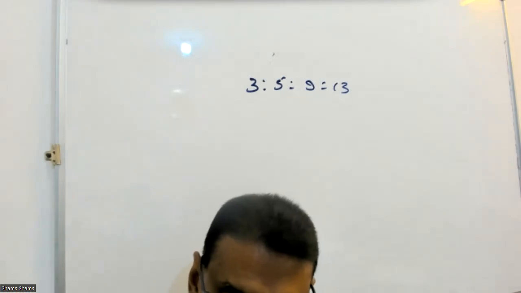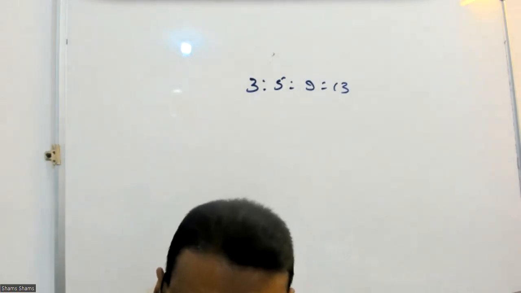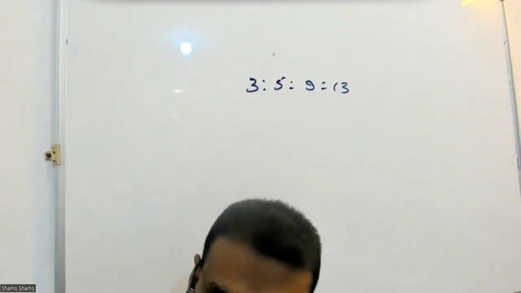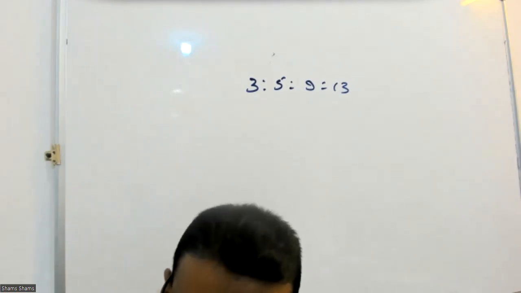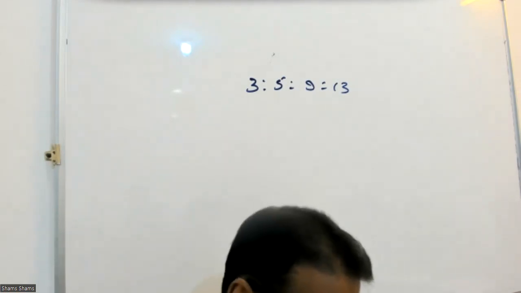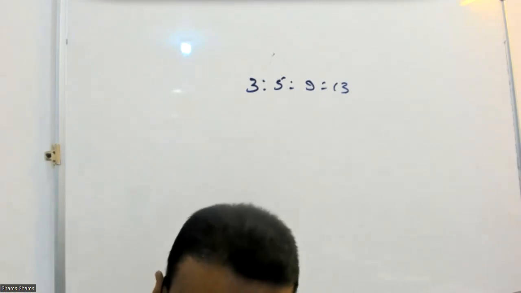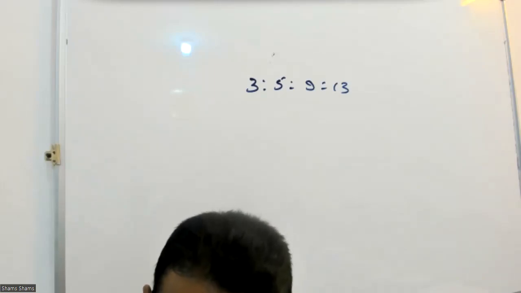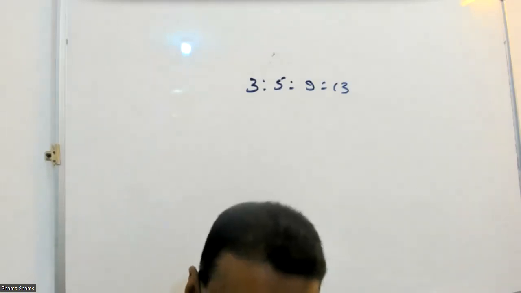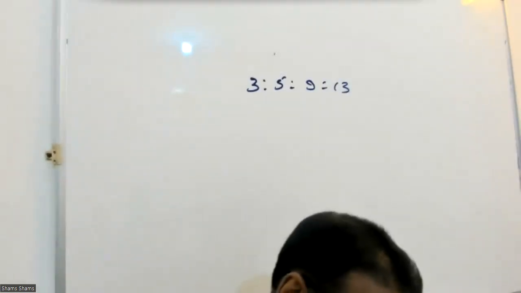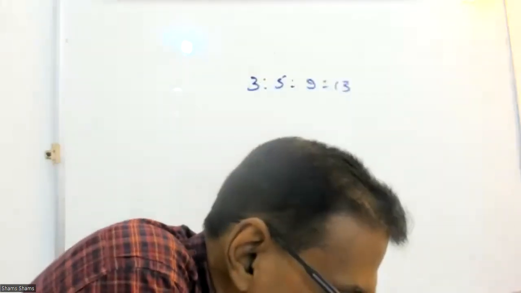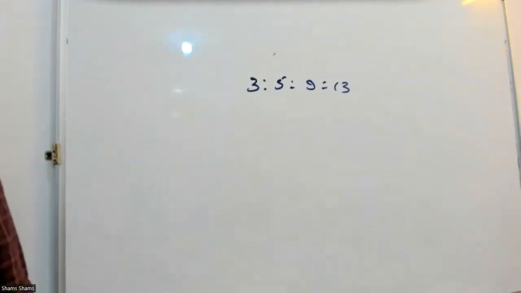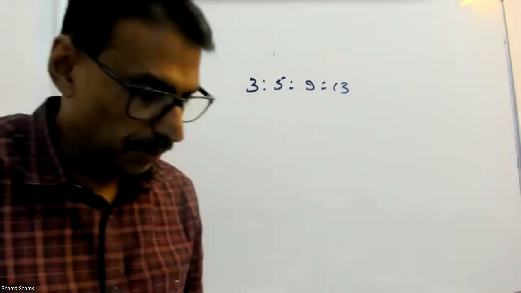Next. Now everybody got the marks, right? GPS, all guys got it, right? Okay, for the next question: if the diagonals of a parallelogram are equal, then show that it is a rectangle.